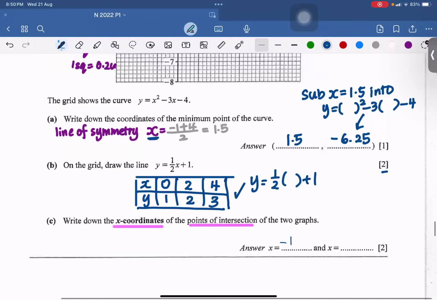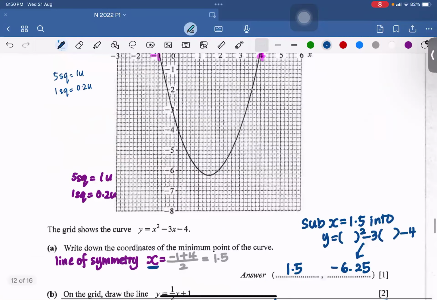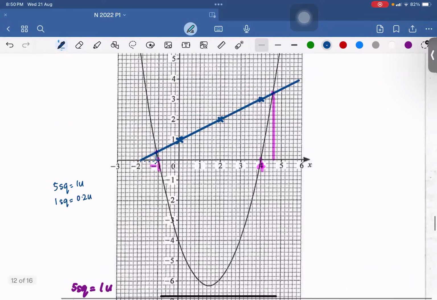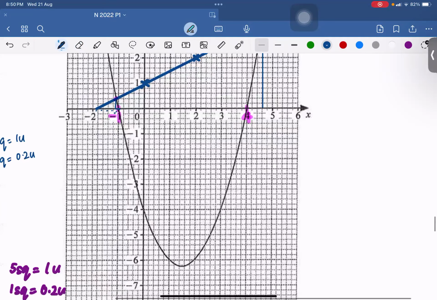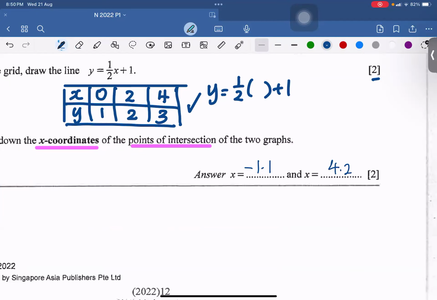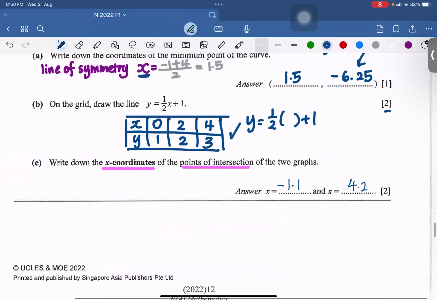Negative 1.1. Then for x, what number is this one? It looks like 4.6, right? Is it in the middle or at the end of the square? It looks like 4.6. Okay, so I have 4.6. I cannot use any other method to calculate this question, so this is the best estimation I can get from my graph. Okay, is this okay?